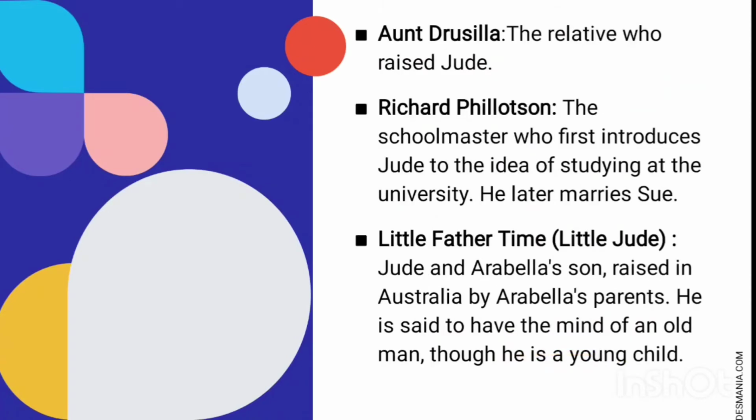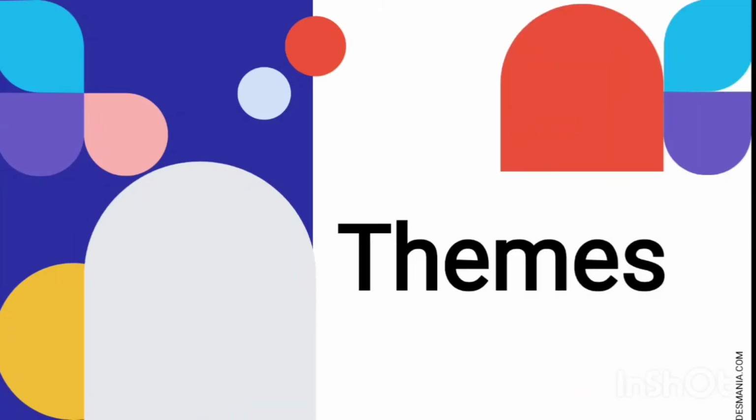Aunt Drusilla, the relative who raised Jude. Richard Phillotson, the schoolmaster who first introduces Jude to the idea of studying at the university. He later marries Sue. Little Father Time, Little Jude, Jude and Arabella's son, raised in Australia by Arabella's parents. He is said to have the mind of an old man, though he is a young child.